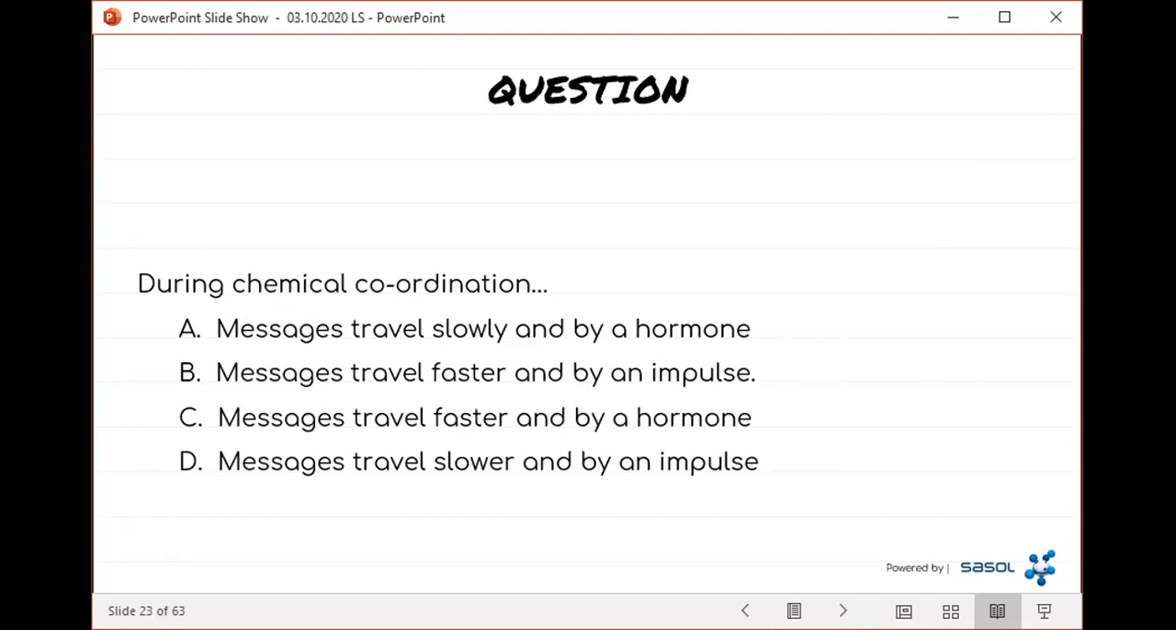During chemical coordination, A, messages travel slowly and by a hormone. B, messages travel faster and by an impulse. Or is it C, messages travel faster and by a hormone? Or D, messages travel slower and by an impulse?